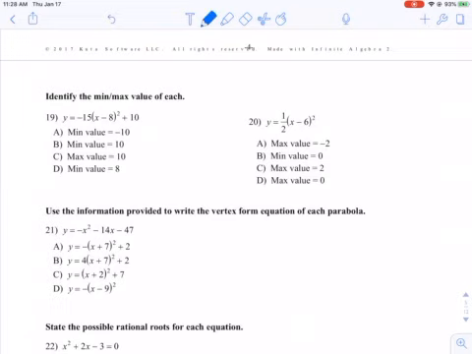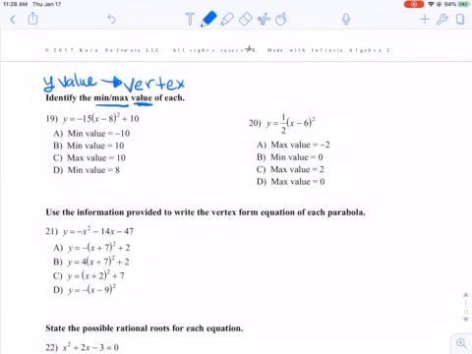Identify the minimum or maximum value of each. So a minimum or maximum value, they're referring back to the vertex, and it's not just any part of the vertex. When they're talking about the value, they're talking about the y value of the vertex. So they're actually talking about this guy right here. And if there's nothing right here, then it's 0.